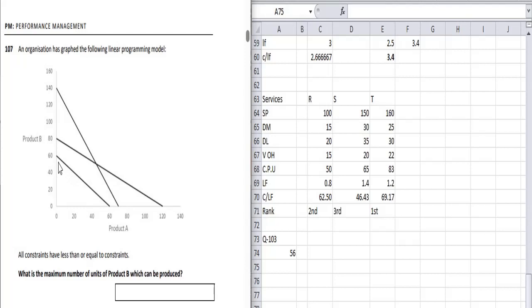This is not the iso-contribution line. The question didn't tell about this, so don't get confused with the iso-contribution line. This is also one of the constraints, and it is closest to the origin, so the feasible region will be within this portion. So I guess 60 will be our maximum number of units which could be produced.